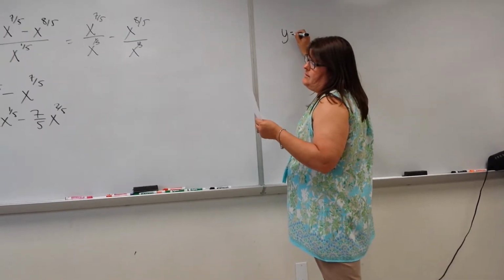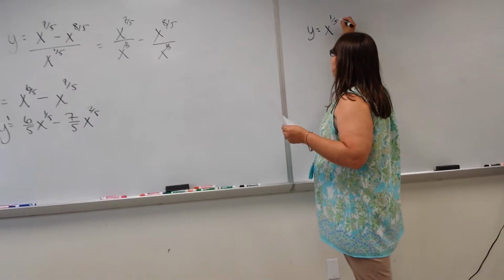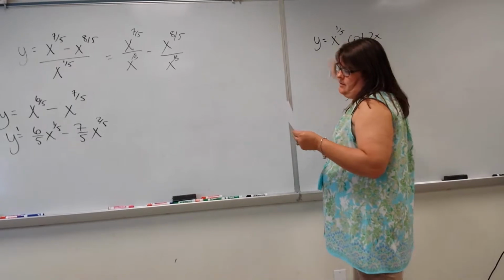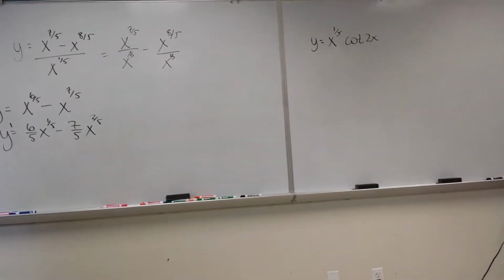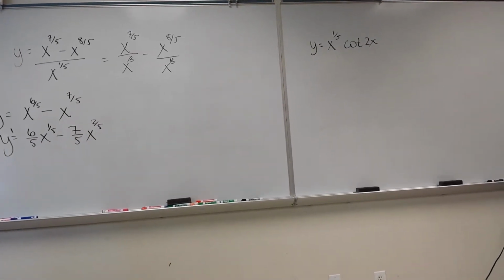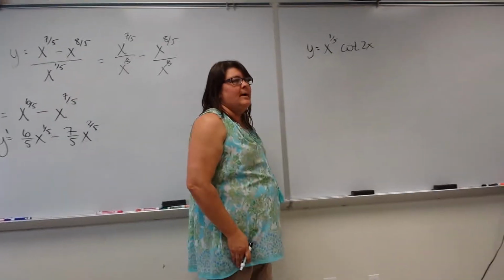So y equals x to the 1/5 times cotan, I just wrote it like that instead of with a root symbol. Which one is this? The first one in the second quadrant. Instead of the fifth root, she's going to do x to the 1/5. Okay, so what do I have to use?